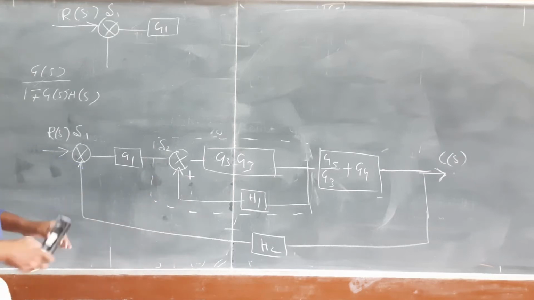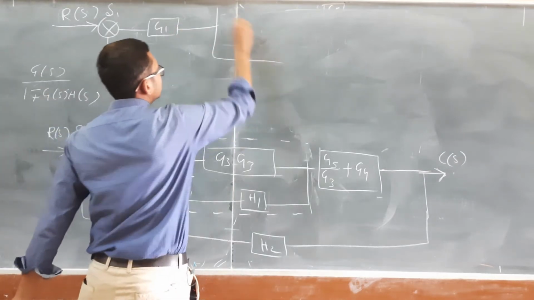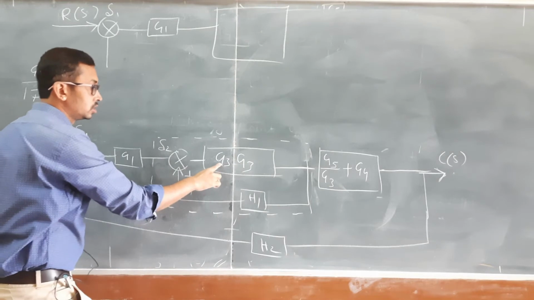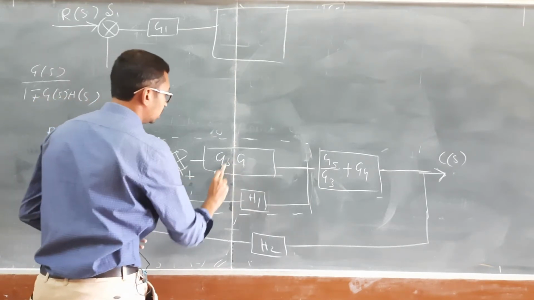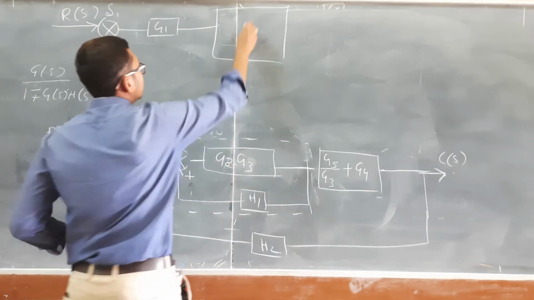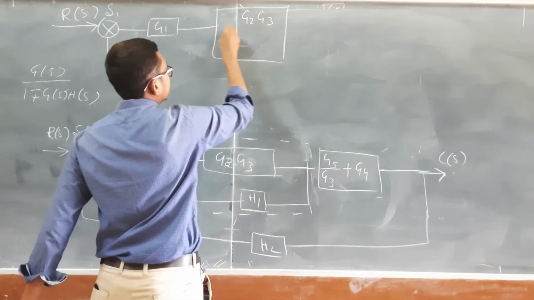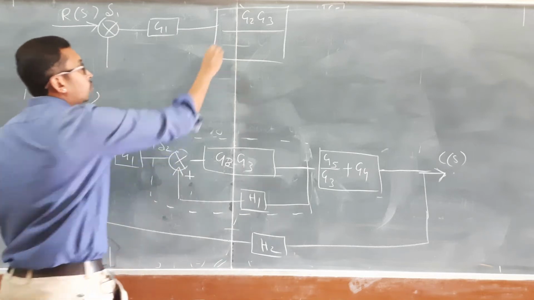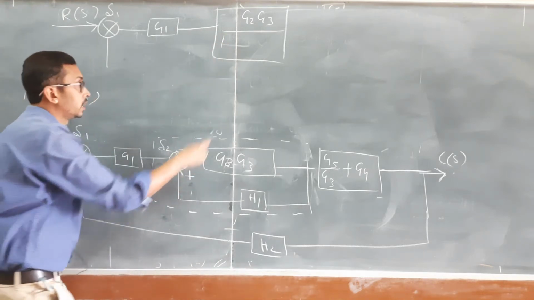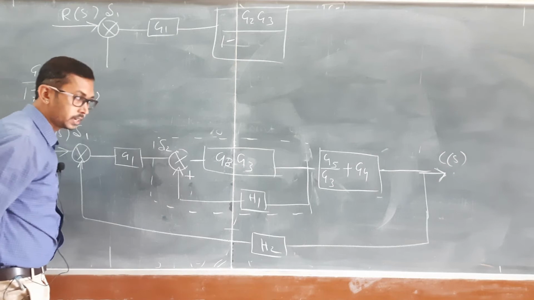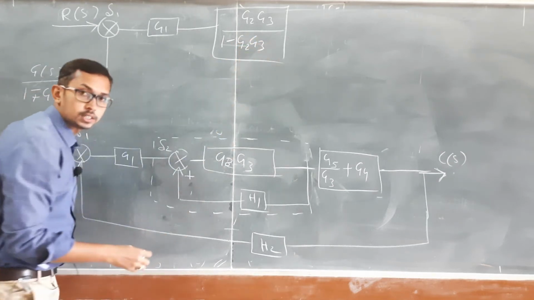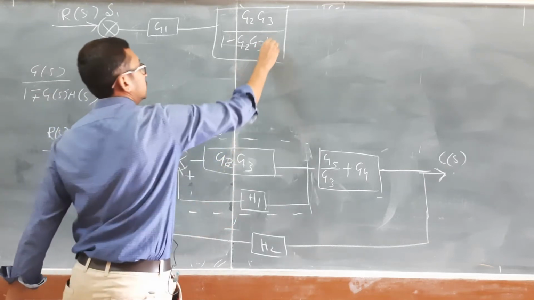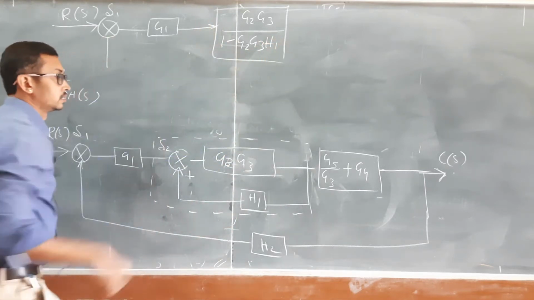So what we have to do, write this one as, what is G of S here? It will be G3 into G2, right? G2 into G3 divided by 1. What is the plus symbol there? I am going to write it as minus. What is G of S? G2, G3. What is H of S? H1. So this can be done like this.